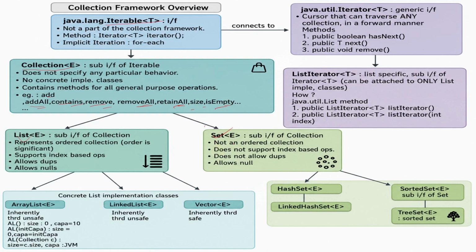So for set, we have seen it is not an ordered collection. It does not support index based operations. It does not allow duplicates. Only one null element is allowed in the set. And what are the implementation classes of the set? HashSet, LinkedHashSet and TreeSet. So we are covering the set interface as part of this video.